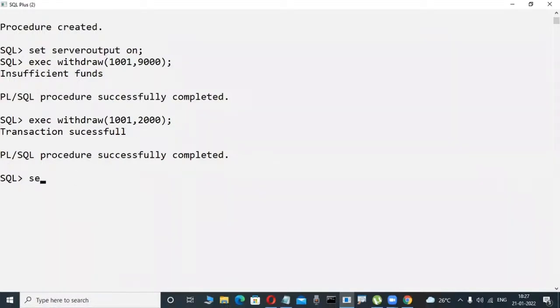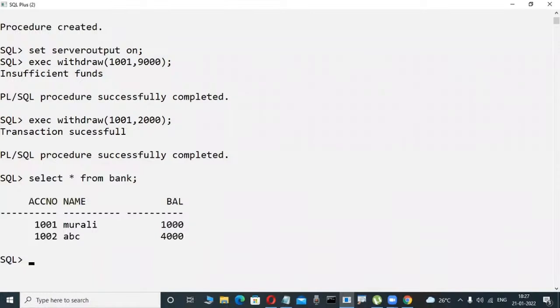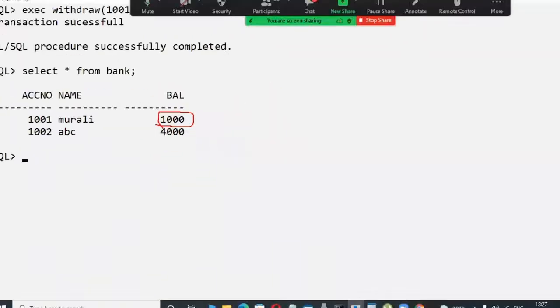And now check whether that is really correct. In my bank table, I try to observe it. Yes, the bank table is there. Check it out. In the previous case, 3,000 is there. If I try to withdraw 2,000 rupees, then automatically the remaining balance, how much? 1,000 rupees are there or not? How is it possible?